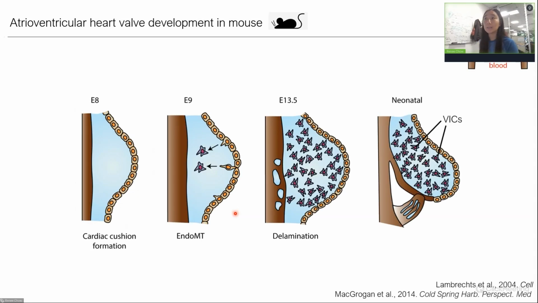Most of what we know about heart valve development comes from studies in the mouse. Here's a schematic of atrioventricular heart valve development. This here is the myocardial layer, the muscle layer of the heart. This here is the endocardial cell layer, the cells lining the lumen of the heart. And between these two cell layers, you have the cardiac jelly, which is mostly extracellular matrix.